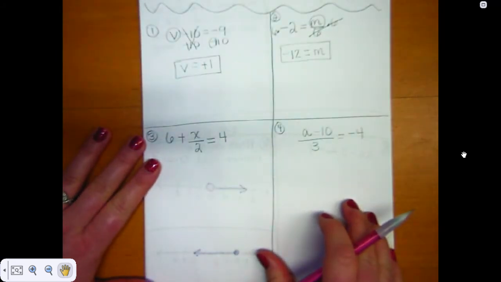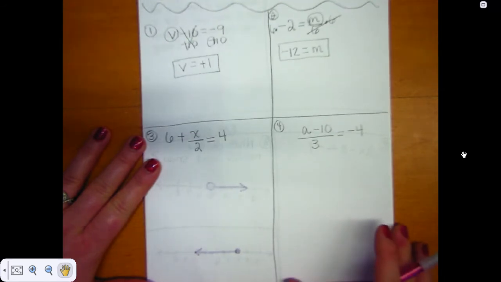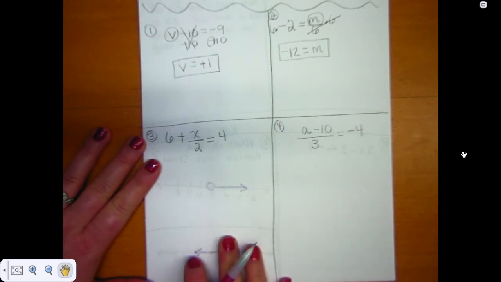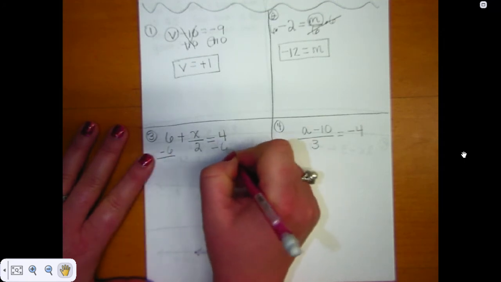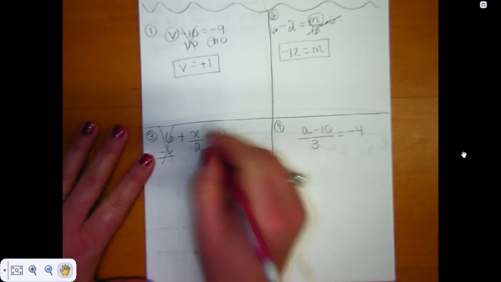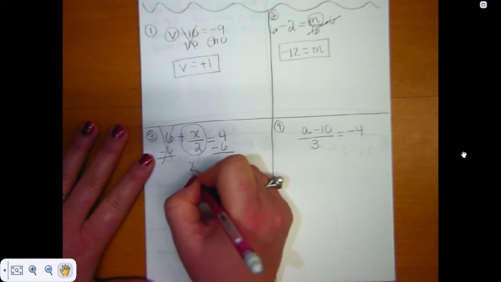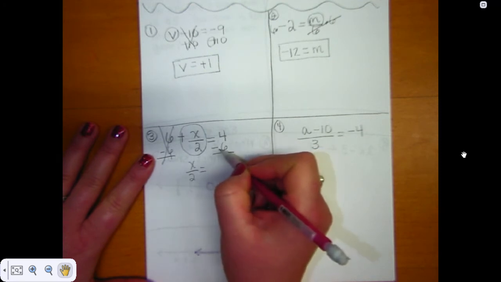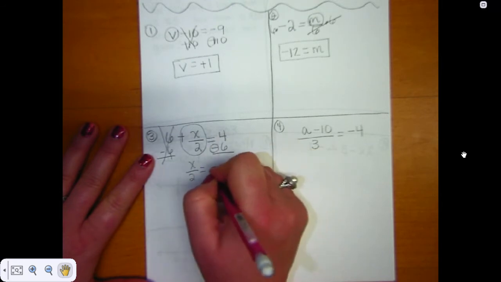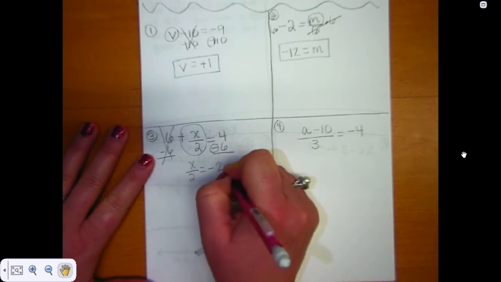Okay, let's look at number 3. We have 6 plus x over 2 equals 4. So we need to get rid of the 6 first, because remember, our main goal is to get that variable by itself. So this is a positive 6, so I'm going to subtract 6 from both sides. This is equal to 0. I am left with x over 2 is equal to positive 4 and negative 6. My signs are different, which means I'm going to subtract and keep the sign of the largest absolute value, which is going to be negative 2.